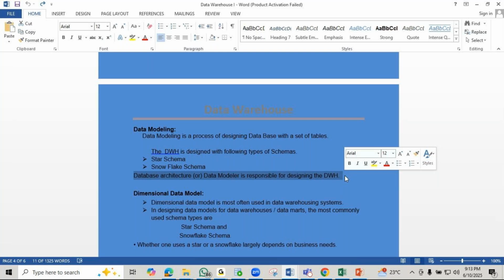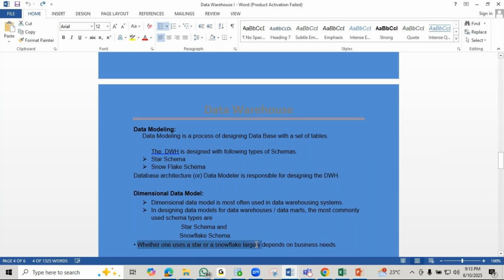Okay. Then again they will ask why you are using the star schema in your project, why not snowflake schema? Then what do you have to say? Whether we are using the star schema or snowflake schema completely depends upon the business need. As an ETL tester, we cannot take the decision that for this project we will use star schema or for that project we will use the snowflake schema. So it completely depends upon the business requirement.